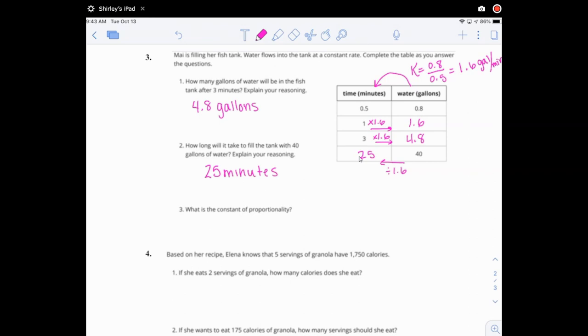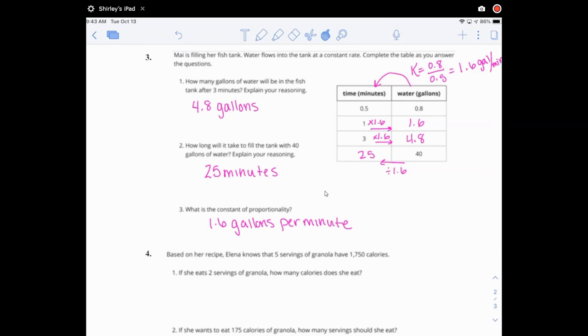And then what is the constant of proportionality? Since I did that work up here with the unit, I don't even have too much to do here. I'm just going to bring it down. 1.6 gallons per minute. You always want that unit whatever you're explaining what your constant of proportionality is.